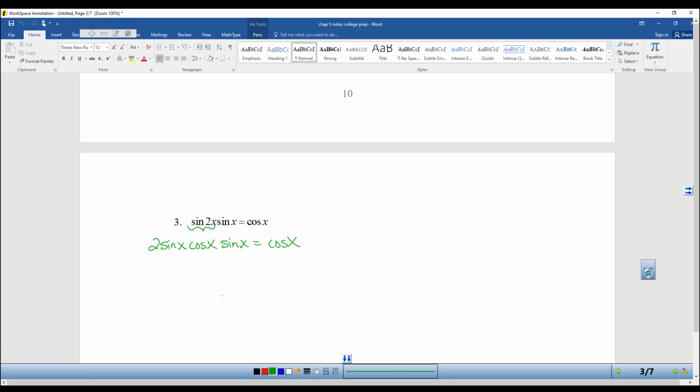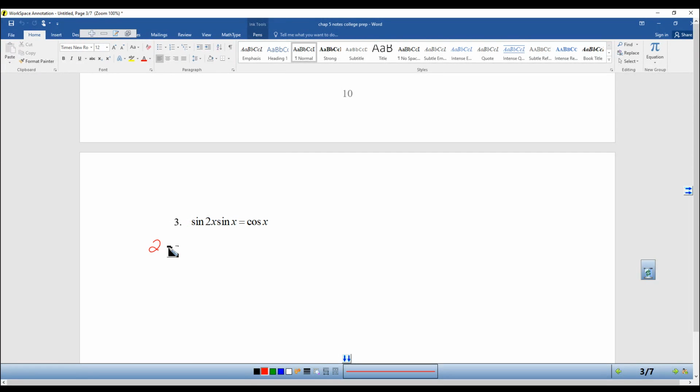So there's a lot of places that people can go wrong on this one. The biggest mistake I see is eliminating the cosine. You don't want to do that. Don't do that, because that also eliminates an answer. Let's say that cosine of x was equal to 0. That would make both sides true. So by just crossing it off, you've essentially eliminated it.